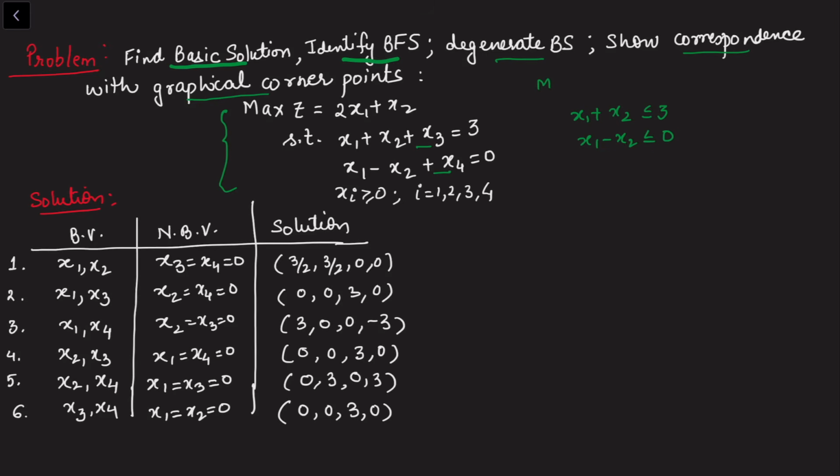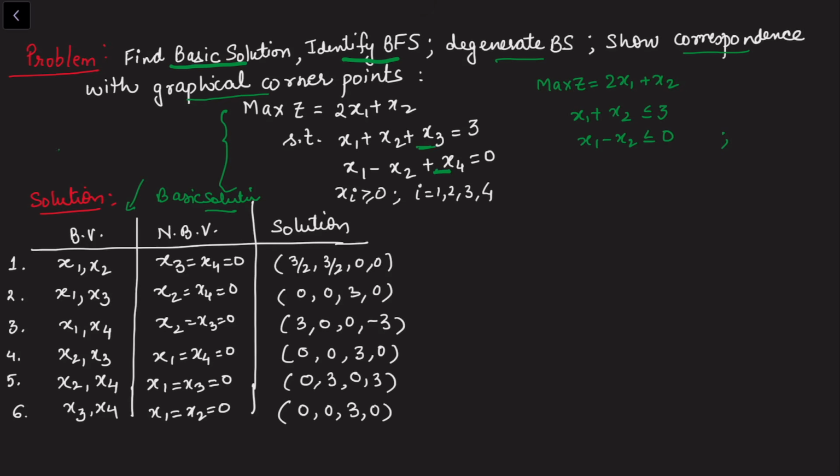And in the objective function, this is simply maximum z equal to 2x1 plus x2. And so treating x3, x4 as slack variables, we can do the graphical method. And here I have found the basic solution. So in the basic solution, we can see that there are 2 constraints and 4 decision variables.